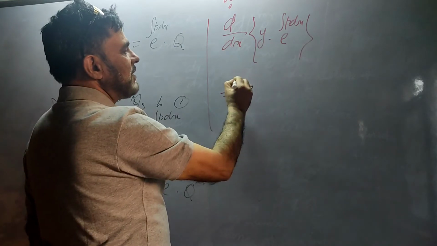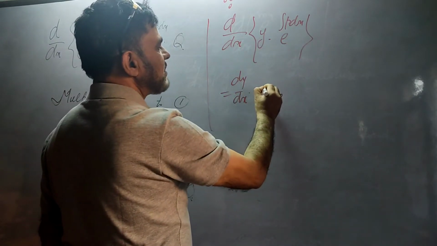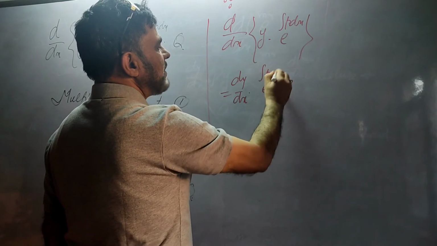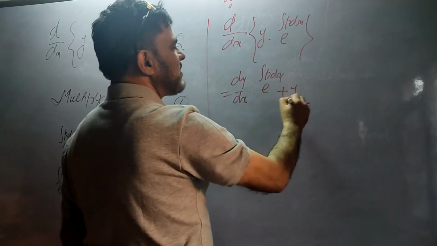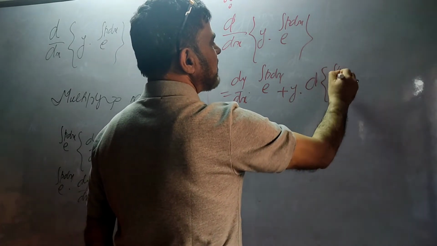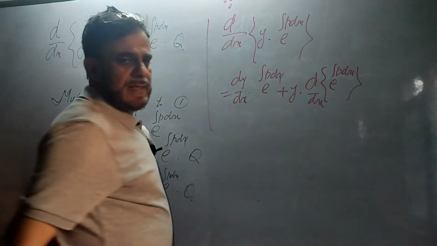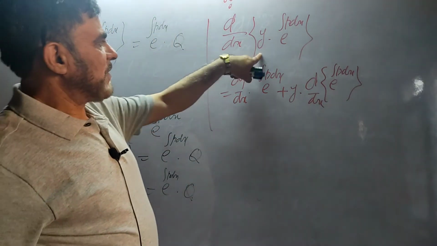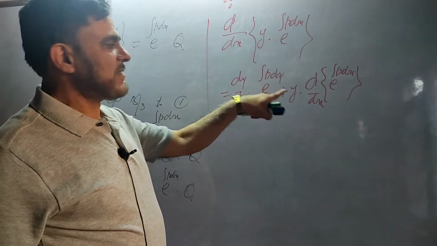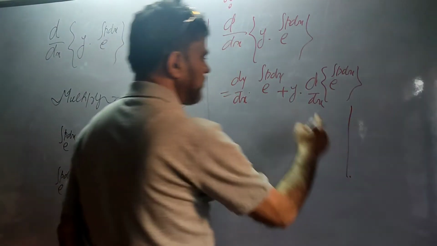Derivative of this, it is dy by dx. Then second function as it is, e raised power integral of p dx, then plus y as it is, derivative of e raised power integral of p dx with respect to x. Do you follow? Derivative of the first function, then second as it is, then first as it is, derivative of second. Now here I am just explaining to you how this is.